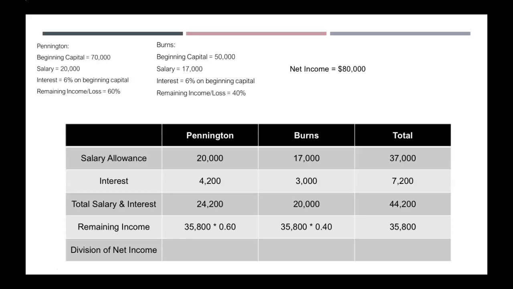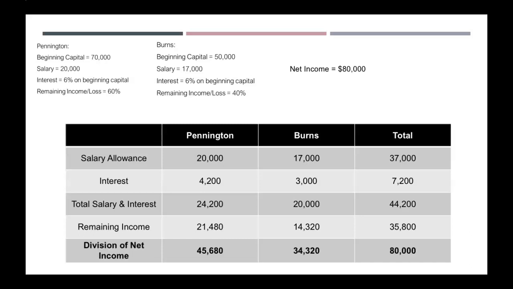So we multiply it by 0.6 and 0.4, and we see that Pennington gets an additional $21,480, Burns gets an additional $14,320. So now the division of net income, that's taking your total salary and interest amount and adding in this remaining income number. So Pennington gets $45,680 and Burns gets $34,320. And if you add those two numbers together, they'll add up to $80,000, which is our net income amount.